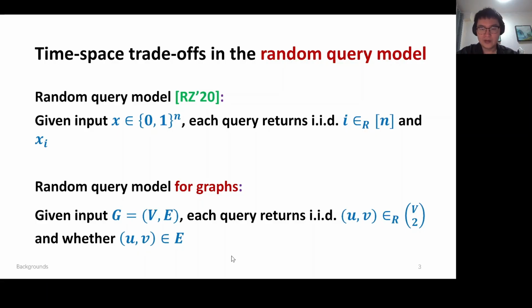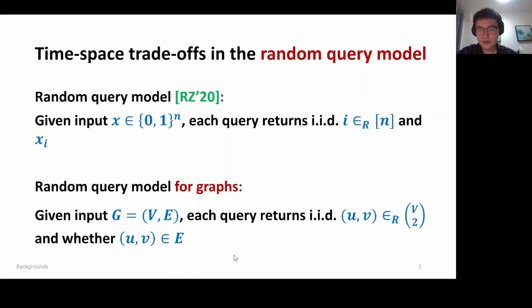More specifically, for binary problems, the input is a binary string x, and each random query returns a uniformly random i from 1 to n, and the value of x_i. In this work, we consider graph problems, where the input is a graph G, and each random query returns a uniformly random pair uv from all pairs of vertices, and an indicator of whether or not u and v are connected in the graph. So this is a clean model of computation and is closely related to the coupon collector problem.